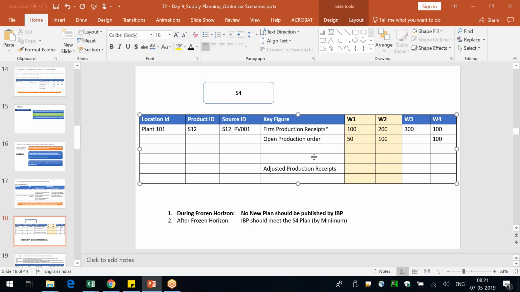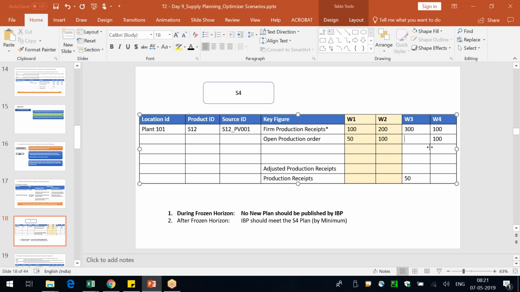And after the frozen horizon, what is the requirement? That IBP should meet the S4 plan at minimum, because here firm is already 300. Now, if the output says 50, this is not cool, right? Because S4 has already firmed 300. Now you're saying produce only 50, and you're shipping only 50 based on the production that's happening. And now your entire supply chain for this particular combination will have the supply of only 50. Wrong. There's inconsistency in the plan.